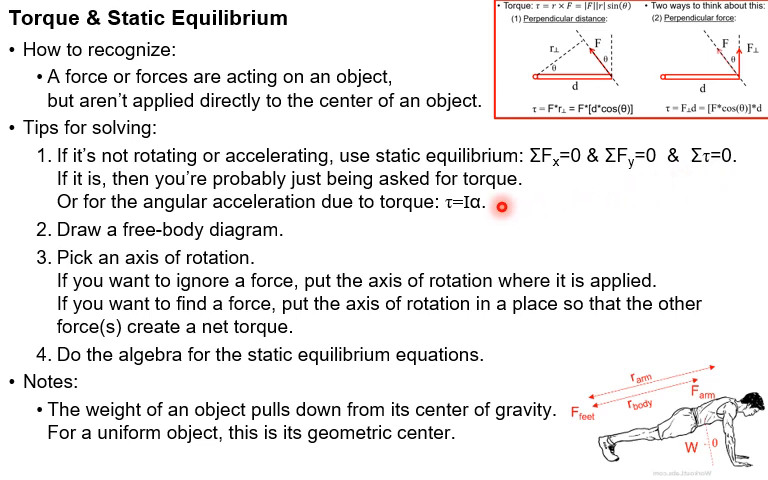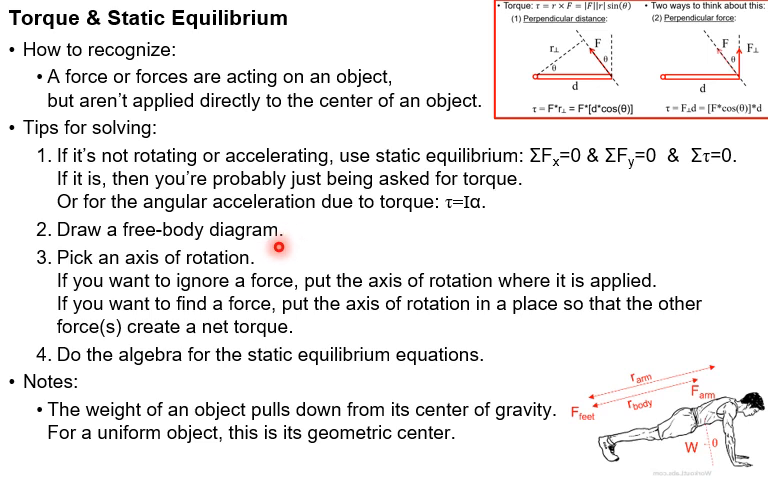Or you might, for instance, be asked for an angular acceleration or a change in angular velocity over time. This is the other torque equation that you need to know. It's basically F equals ma, but for rotation. So tau is equal to I alpha. The torque is equal to the moment of inertia times the angular acceleration, so the change in the angular speed. So for these, often you're going to want to draw a free body diagram. If you have more than one force involved, that's a good thing to do.